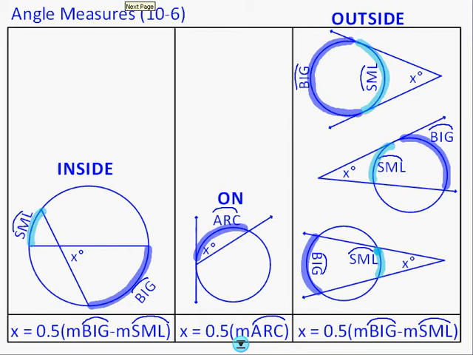Okay, so again, I promised you that we would examine what happens when we have intersections inside, on, and outside the circle. First, we're going to look at the angles. So do not think about linear measure in this case at all, just the angles and arcs.